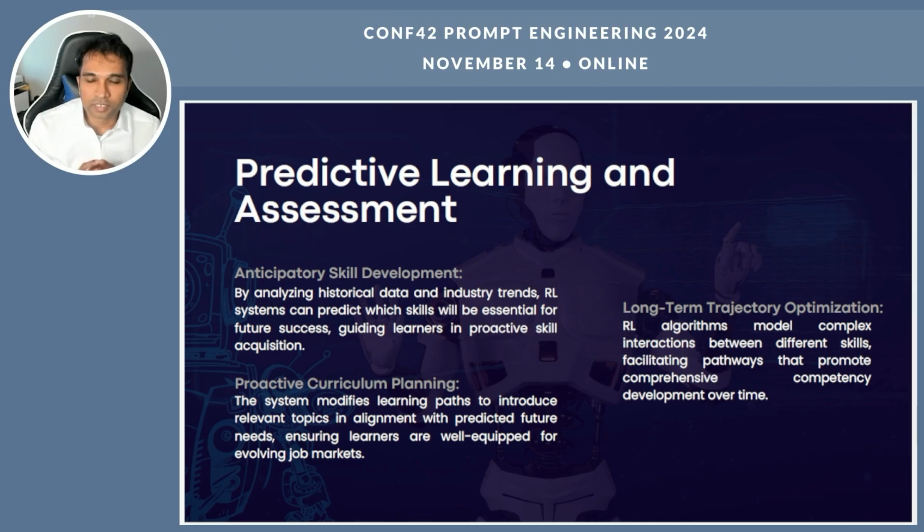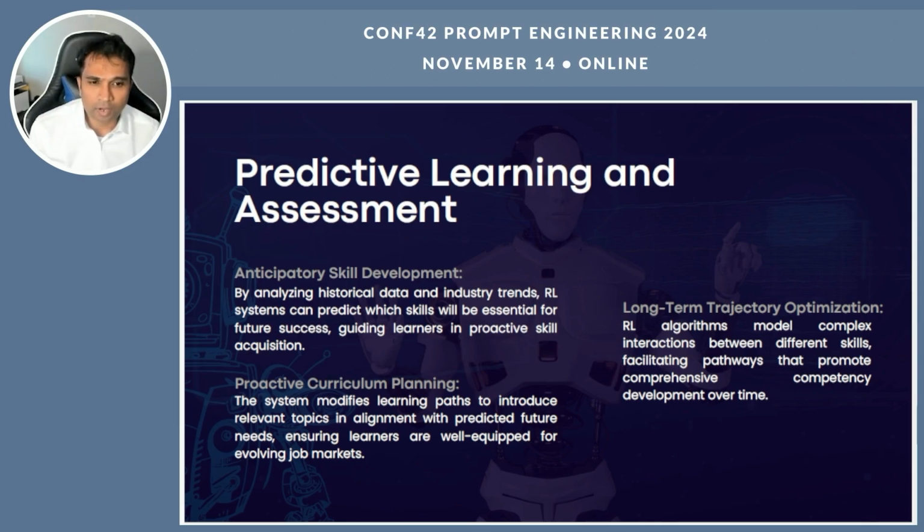Basically, it's adapting the learning paths and enhancing them to make the learner successful for future engagements. And then proactive curriculum planning. In this case, the system modifies learning paths to introduce relevant topics in alignment with predicted future needs, right? This ensures the learners are well equipped for evolving job markets.